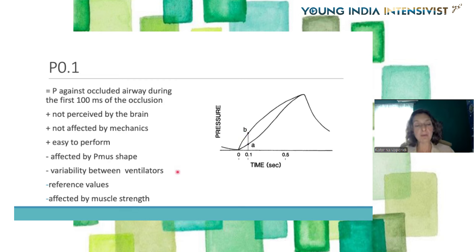There's another problem. There is a variability between our ICU ventilators, in how they measure things. And both these problems result in a significant problem in determining the reference values. There is another issue that is quite unexplored, that is at which level of muscle weakness will the P0.1 be affected and not representative of the respiratory drive.